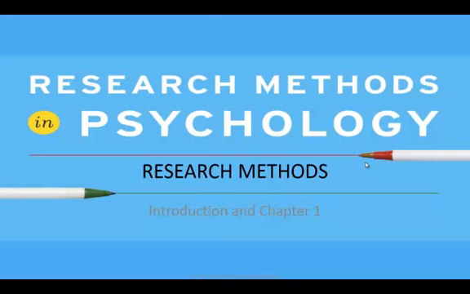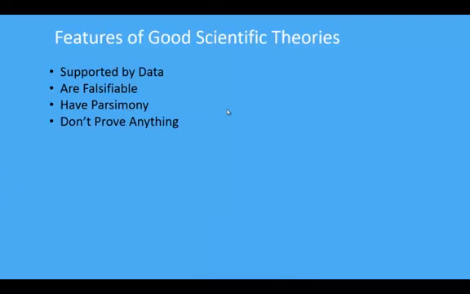So I'd like to just briefly discuss features of good scientific theories. This is something that we'll really dig pretty deeply into over the course of the semester, but there are a few things that we should discuss up front so that you can keep your eyes open for it. Your textbook discusses these 4 features of good scientific theories, and I just wanted to give a brief overview of some of these. And so the first is that a good scientific theory is supported by data.